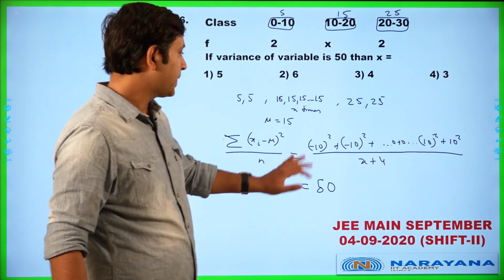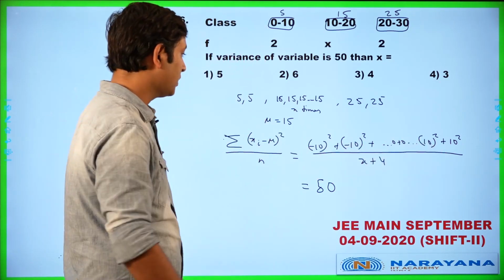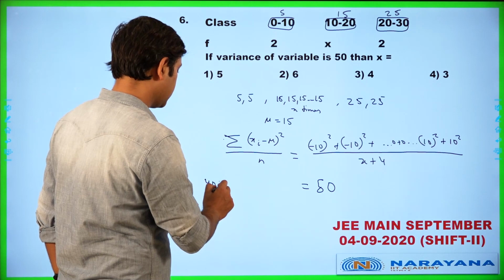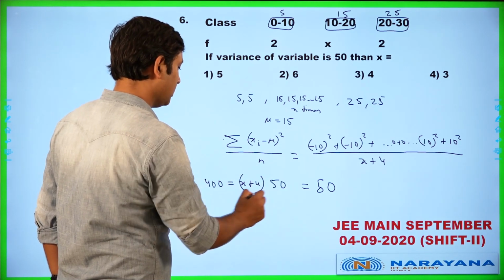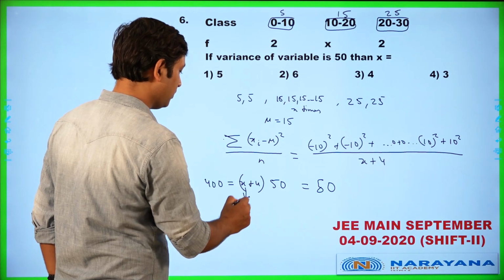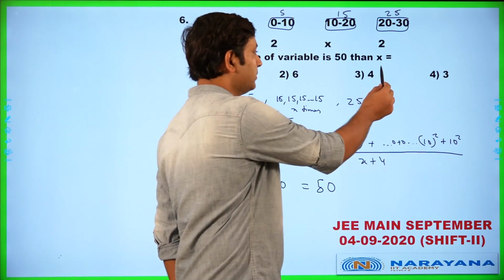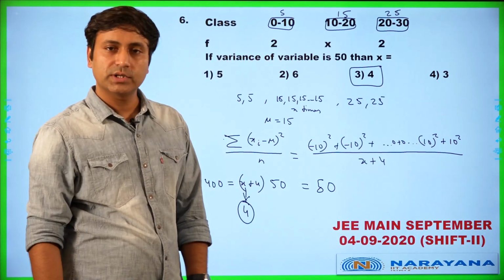Now notice that this thing is 400. We get 400 is equal to x plus 4 into 50, or simply x is equal to 4. We'll mark that option. We'll move on to the next question.